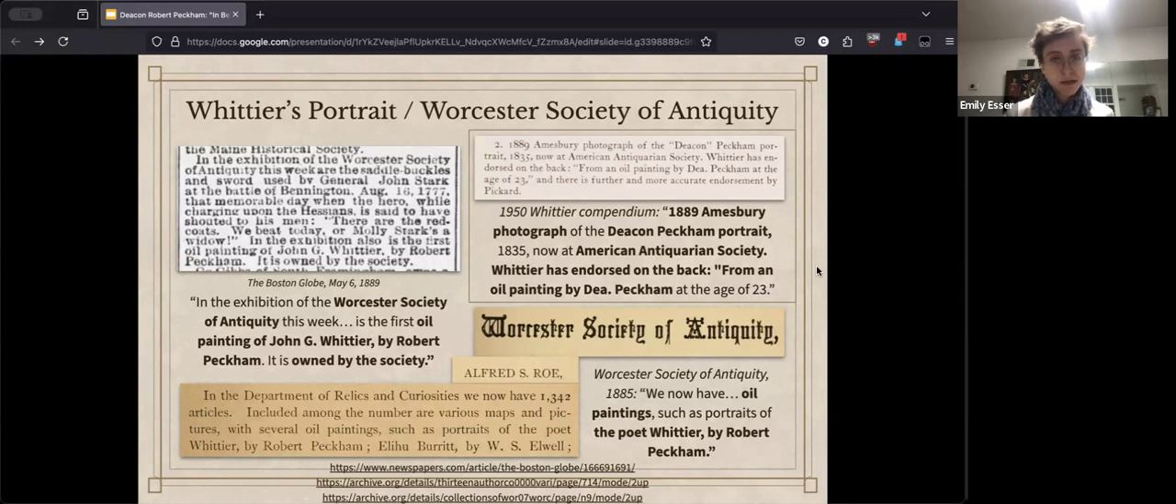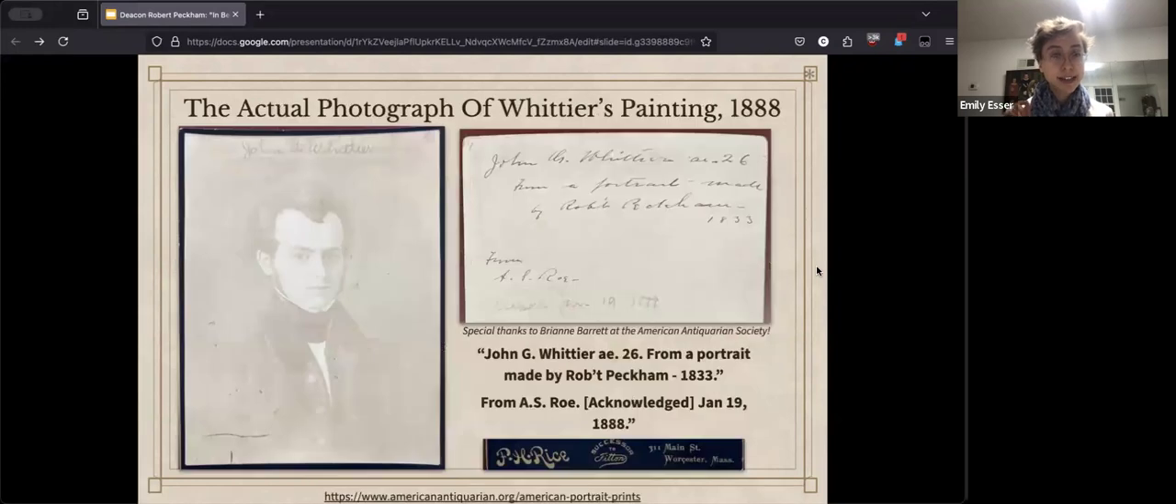Now, can we actually prove that? A 1950 compendium on Whittier says, among the listed representations of him, 1889 Amesbury photograph of the Deacon Peckham portrait, 1835, which is an error. Now at American Antiquarian Society, Whittier has endorsed on the back from an oil painting by Deacon Peckham at the age of 23. That's significant. That could actually be legitimate proof. And guess what? It exists.